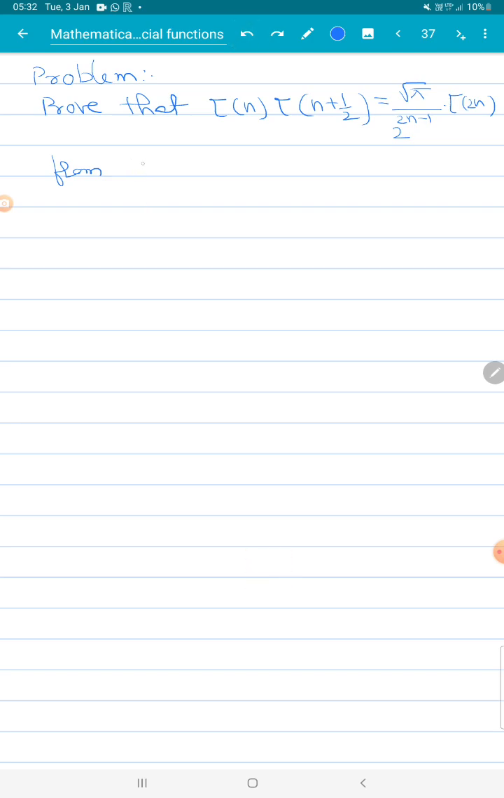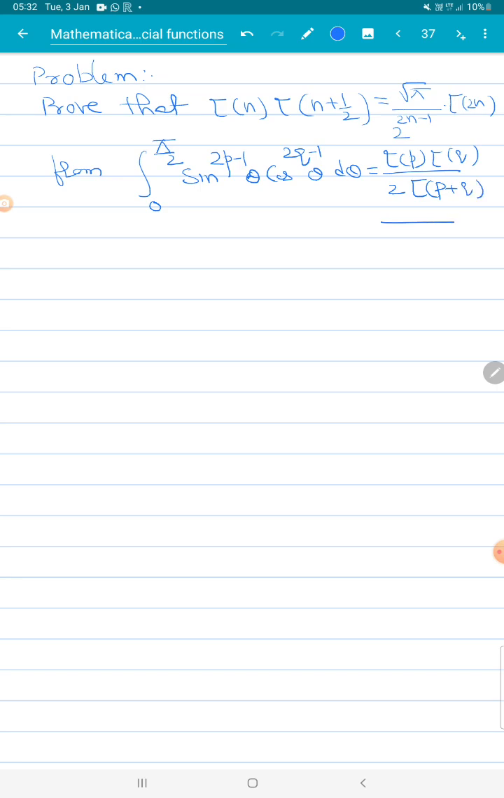the integration 0 to pi by 2 of sine to the power of 2p minus 1 theta into cos to the power of 2q minus 1 theta d theta is equal to gamma of p into gamma of q by 2 into gamma of p plus q. Let it be 1.